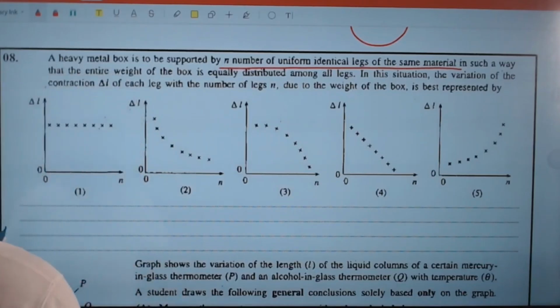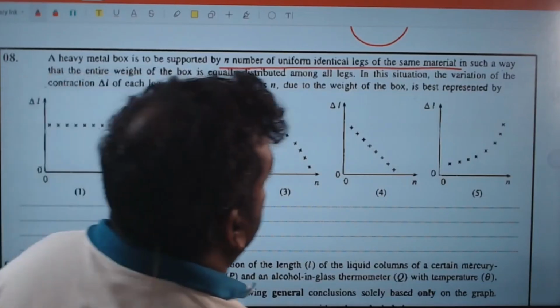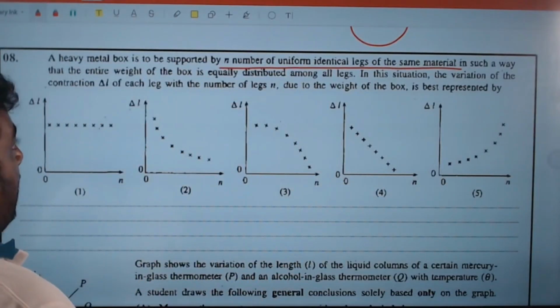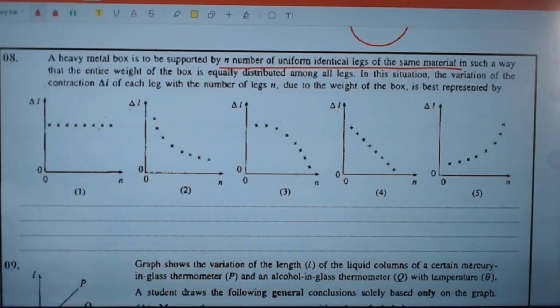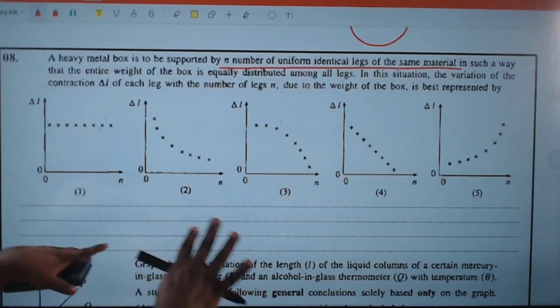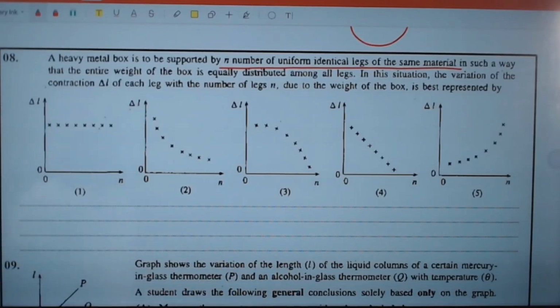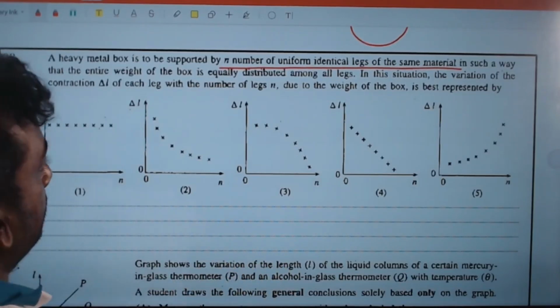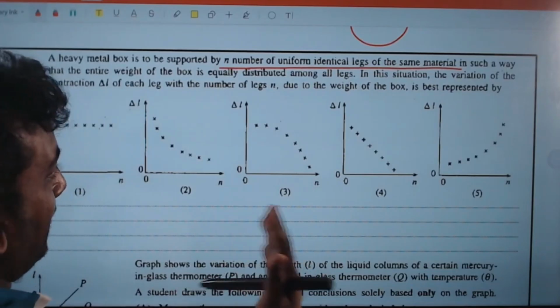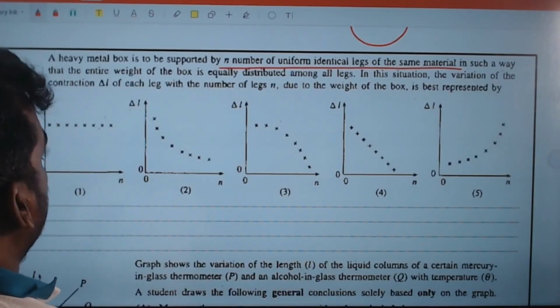So, a heavy metal box is to be supported by n number of identical legs made from the same material. The weight is equally distributed. Okay. So equally distributed means same force. Same force means same compression. When the number of legs increases, the force will reduce. Compression will reduce.